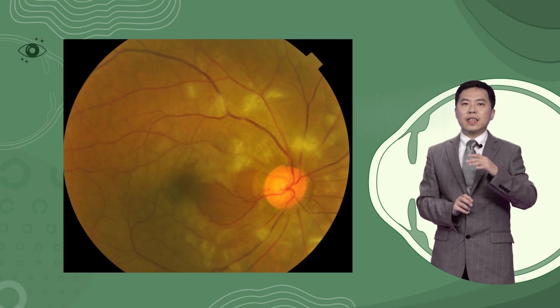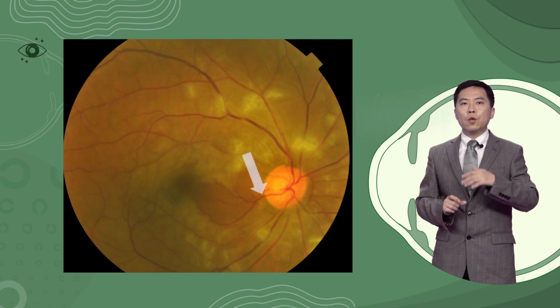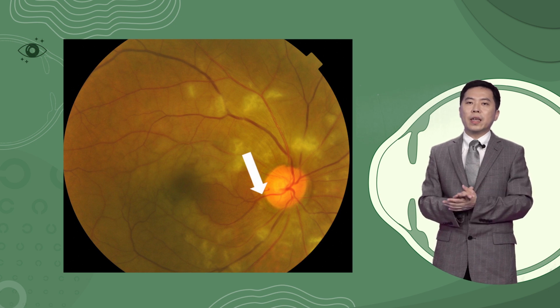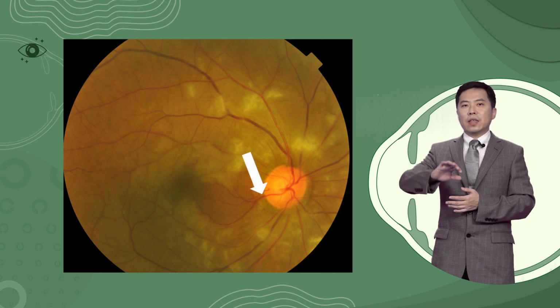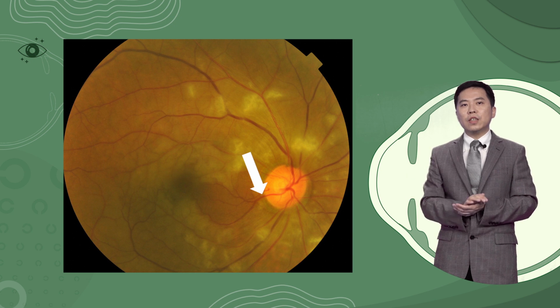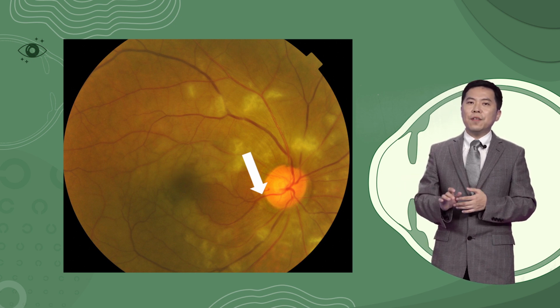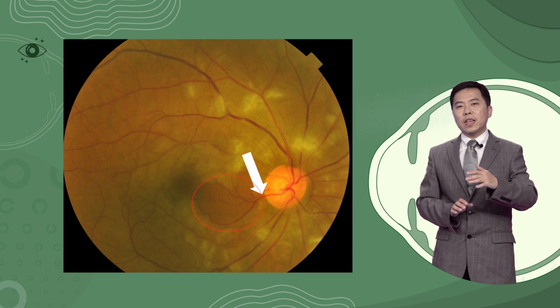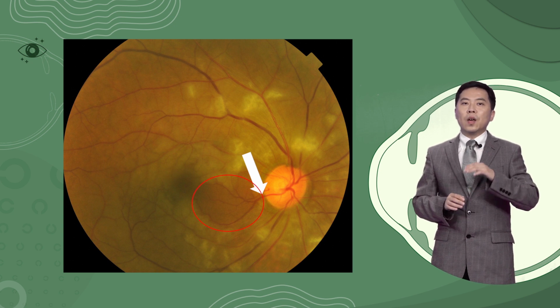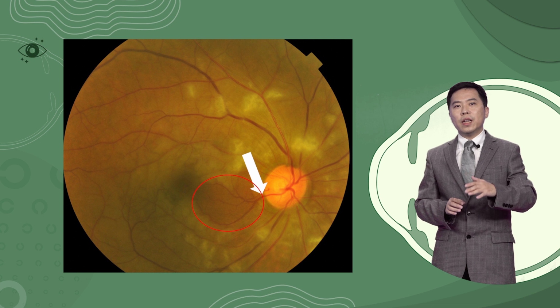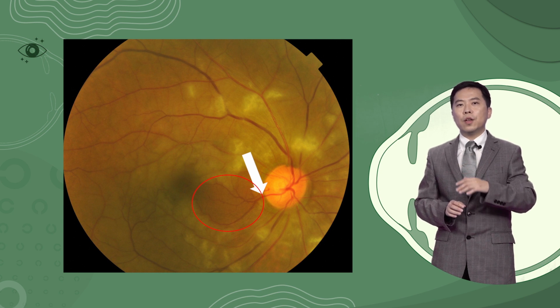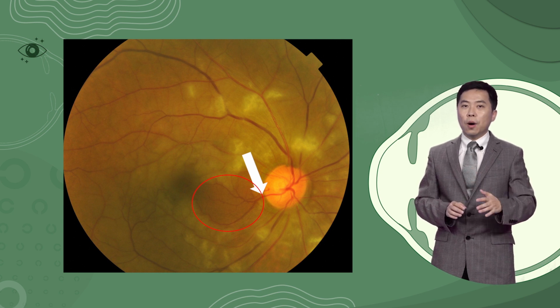This patient has CRAO with cilioretinal artery sparing. This artery does not originate from the central retinal artery, but from the optic disc. Therefore, it is not affected in CRAO. We can see the part of the retina supplied by the cilioretinal artery remains normal.